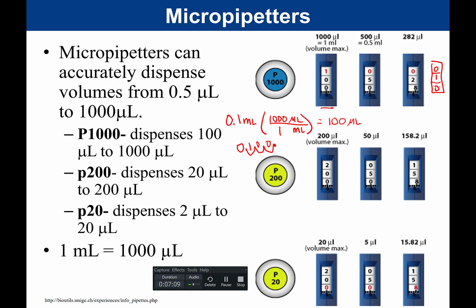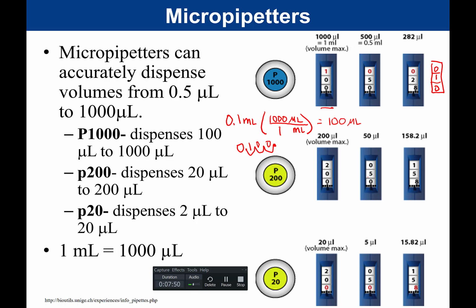A P200. For the P200, the maximum is going to be the hundreds placeholder. So this top number is hundreds. Then we have tens and ones, and then decimal point after that. So 200 is the same as saying 200 microliters. That's the maximum. Now, if it reads 050, we have 0 in the hundreds, 5 in the tens, nothing in the ones. So that pipette would be set to 50 microliters.